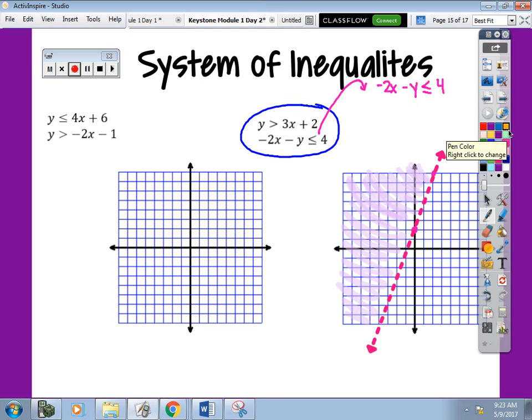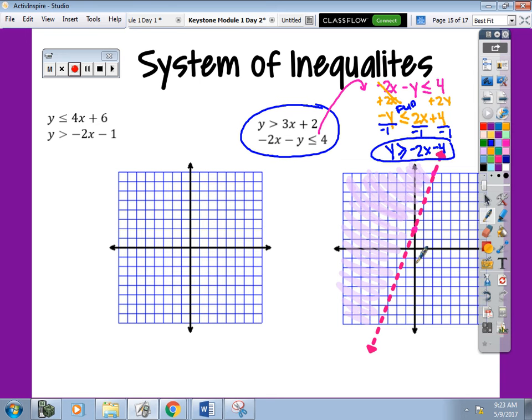Okay, I get it in the slope-intercept form. So to start out, I would add 2x to both sides. So I have negative y is less than or equal to 2x plus 4. Then I would have to divide by a negative 1 everywhere, which again, whenever you divide by that negative, you have to flip your sign. So this becomes y is greater than or equal to negative 2x minus 4.